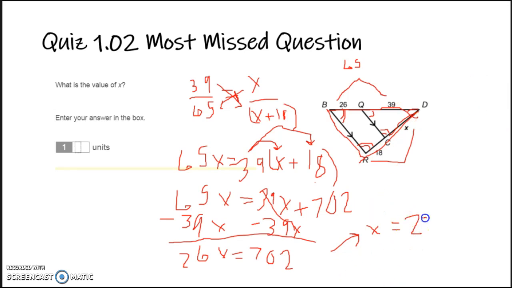Again, if you've already done 1.03, you can use that side splitter theorem that we talk about on this one. But this is how to do it without that knowledge and just using angle-angle similarity. That'll be it for the 1.02 most missed questions.